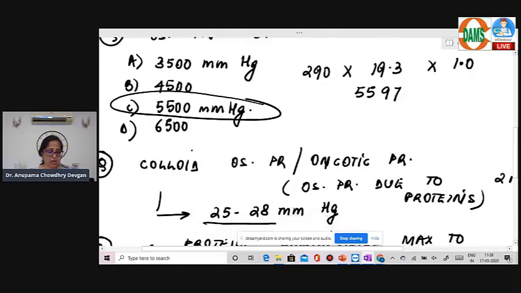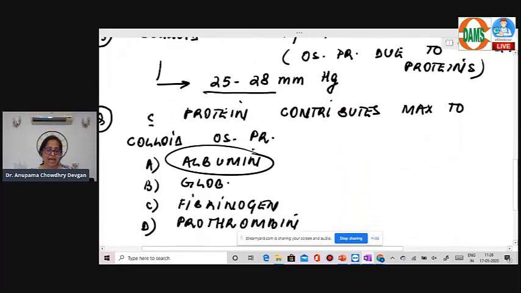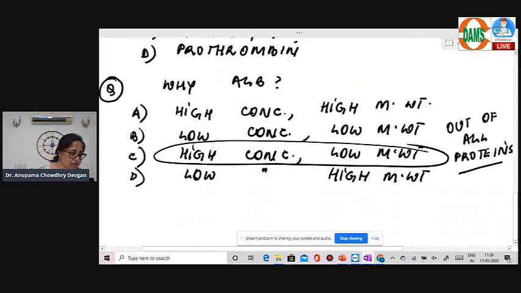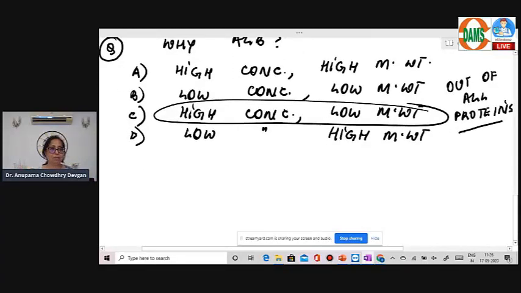For colloid osmotic pressure, only the proteins will be taken into consideration. And which protein contributes the maximum? Albumin. Why albumin? Because it has the highest concentration and the least molecular weight out of all proteins. What has molecular weight got to do with it, Akshita Makkar? This is because molecular weight will determine the number of osmoles. We've discussed that. How do you convert a protein from grams to moles and osmoles? Divide by the molecular weight. Higher the molecular weight, less the number of moles and osmoles.